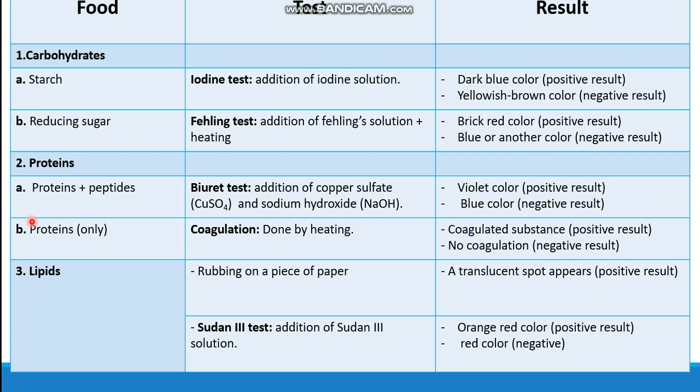This table summarizes all the tests that we make in order to identify the different substances found in our food. You need to memorize it, memorize the test for each food, and the results obtained, which indicate a positive result or a negative result.